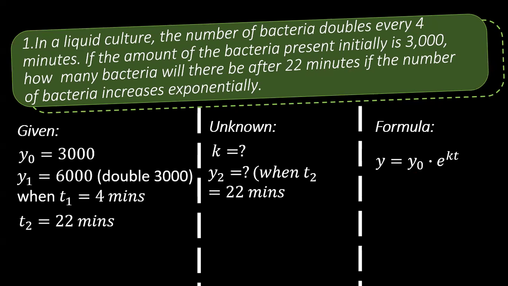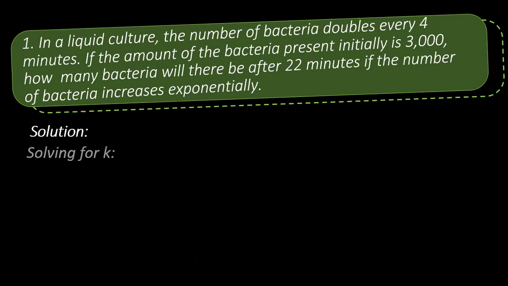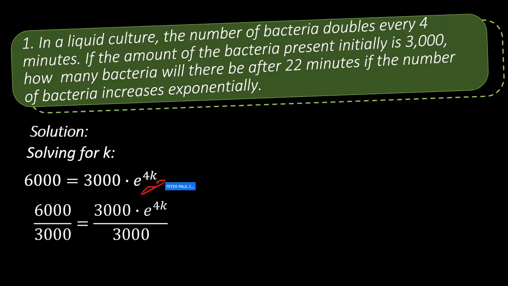Substituting the values, we have y, 6,000, is equal to 3,000, well, that's y sub 0, times e raised to k times 4. Okay, 4 is when does it double? Next, we can rewrite k times 4 as 4k. Next, we divide both sides by 3,000 so that it will be cancelled, and this becomes 2 is equal to e raised to 4k.